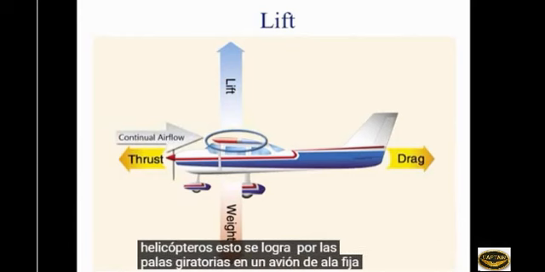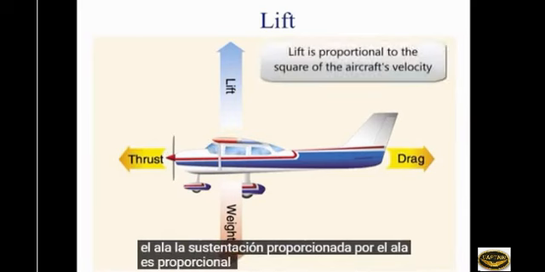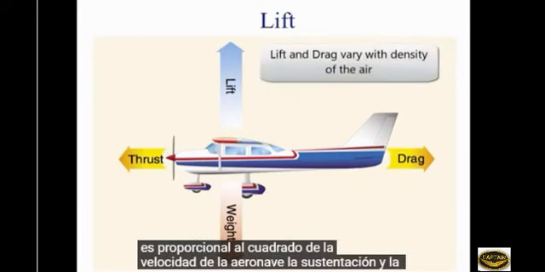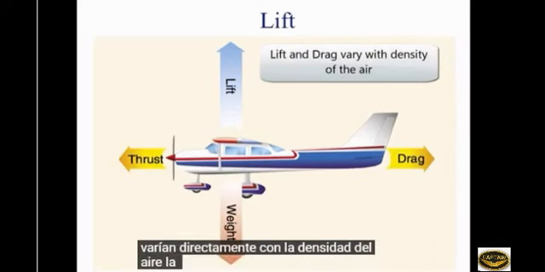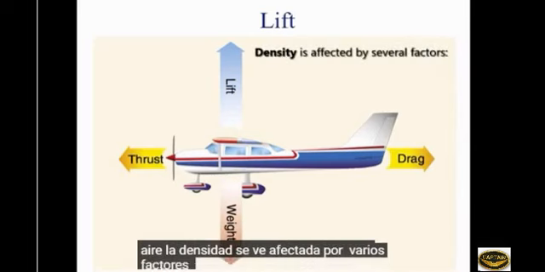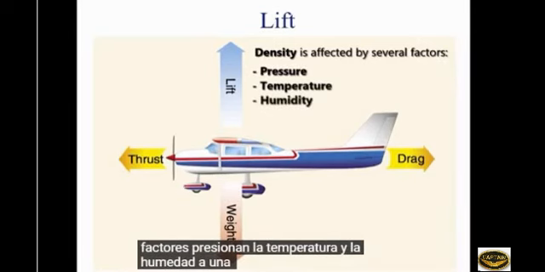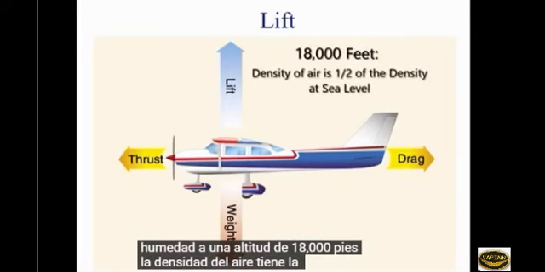In a fixed-wing airplane, this is accomplished by the airflow over the wing. The lift provided from the wing is proportional to the square of the aircraft's velocity. Lift and drag also vary directly with the density of the air. Density is affected by several factors: pressure, temperature, and humidity. At an altitude of 18,000 feet, the air has 1/2 the density of air at sea level.